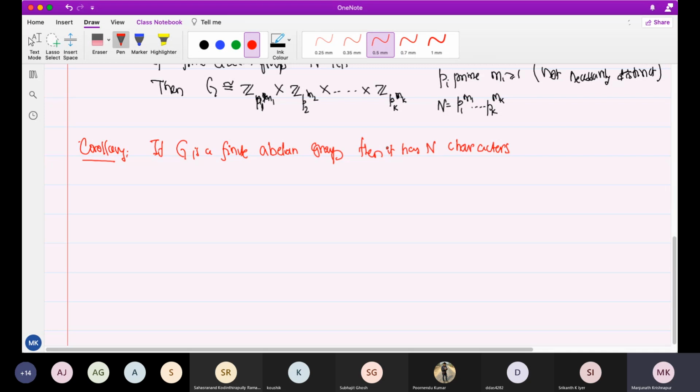Is it okay? Let me pause here and take questions, if I skipped some things. What I have argued is that in a finite abelian group, the number of characters is equal to the cardinality of the group. Now I want to say that they are actually linearly independent. Are there any questions? Okay, so how do I show they are linearly independent?